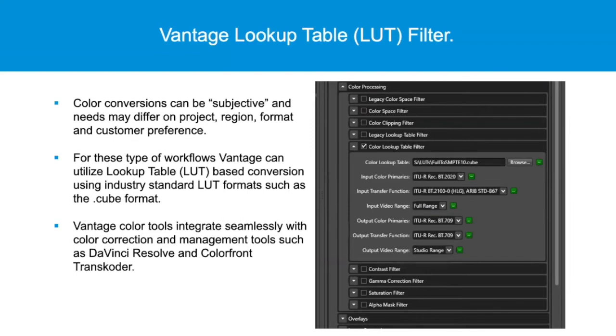The Vantage Color Tools also integrate nicely with all of the industry standard color management and color correction tools like DaVinci Resolve and ColorFront Transcoder. A good example of this, for this year's Super Bowl, Fox Sports utilized Vantage to deliver not only the HDR content, but also the down-converted SDR version. While the default HLG to Rec 709 conversions are acceptable and look great, Fox Sports colorists developed a proprietary SDR LUT, which they preferred, and this was applied to all content during the conversion to Rec 709.